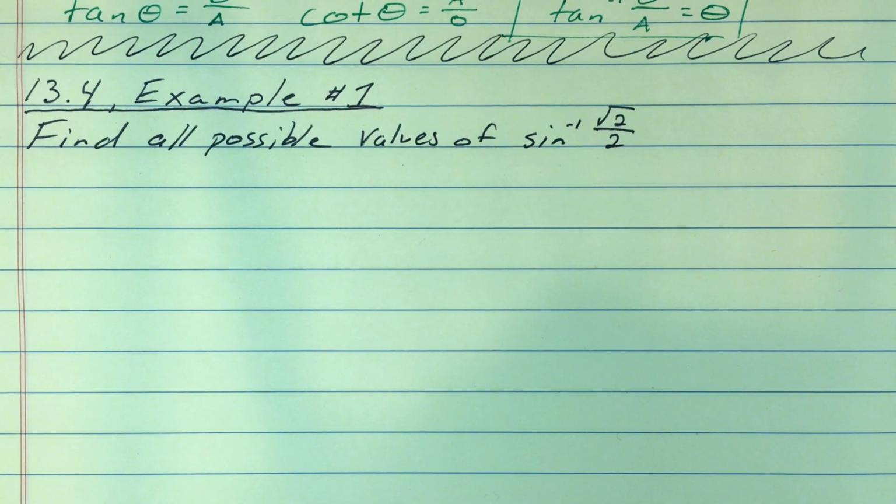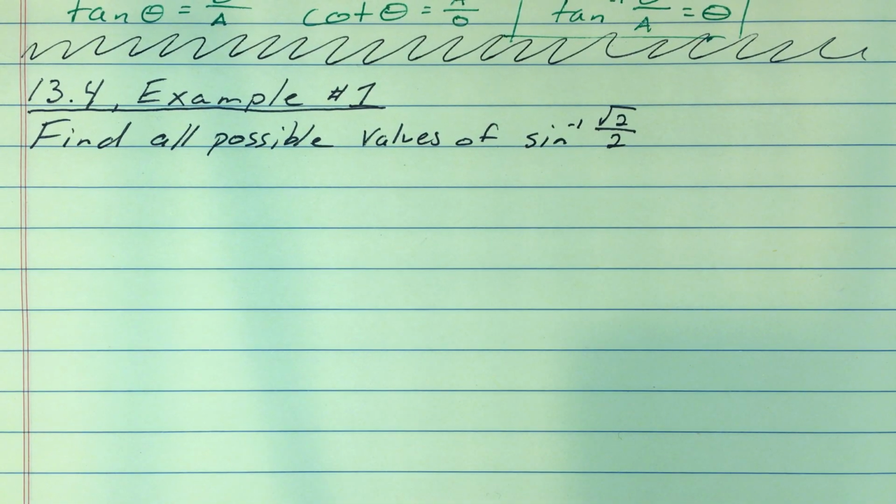All right, so now we're going to go through example number 1 from 13.4. It asks us to find all possible values of sine inverse of root 2 over 2. And we're going to use our unit circle for this, so hopefully you've got that with you. Let's take a look.